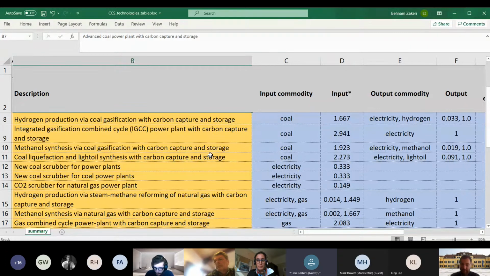Anyway, yeah. But what would you do about the variable? It's site-specific CO2 transport and storage. What would you do about that? Presumably, we can't do it any more than we can do the transmission grid. Exactly.